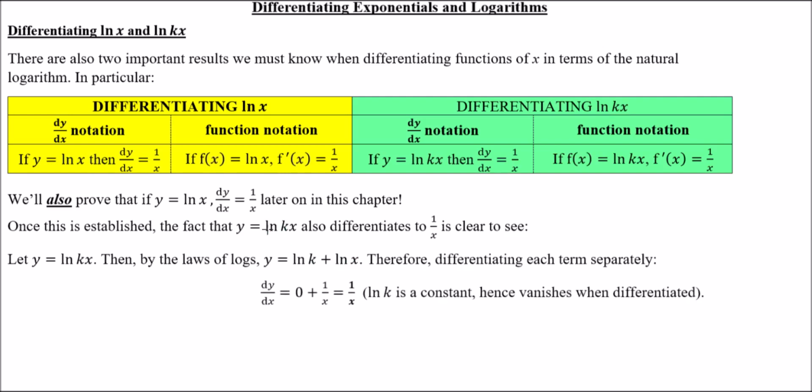Essentially, it's because we can isolate out the ln of k, which is just a constant, so that disappears anyway. But we'll prove that later in this chapter using something which I'm going to call the chain rule. Well, I don't call it that. It was called that long before I was even alive.